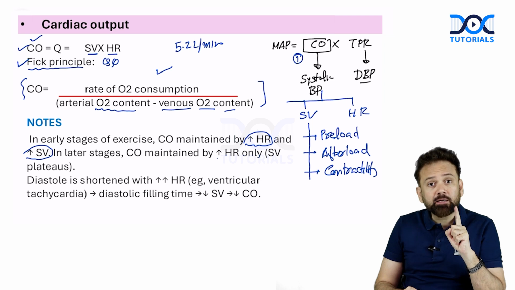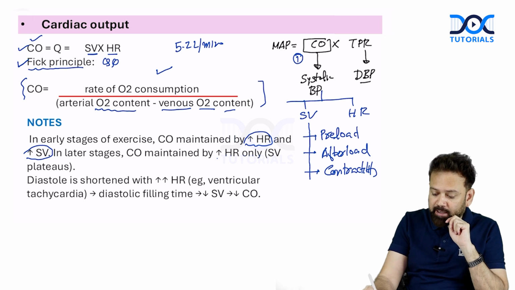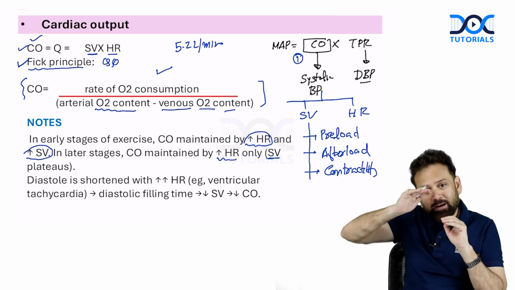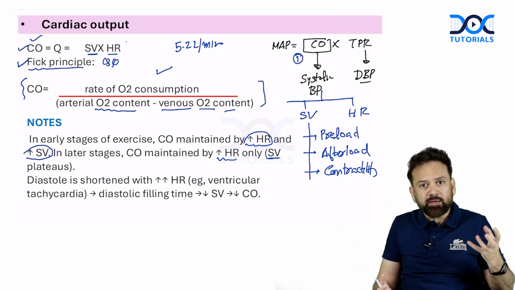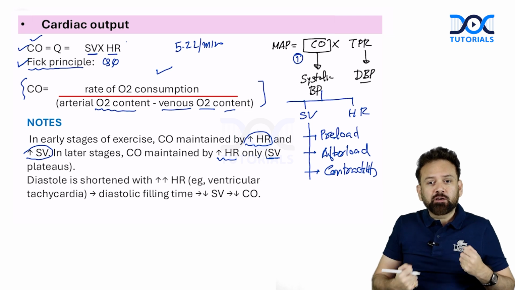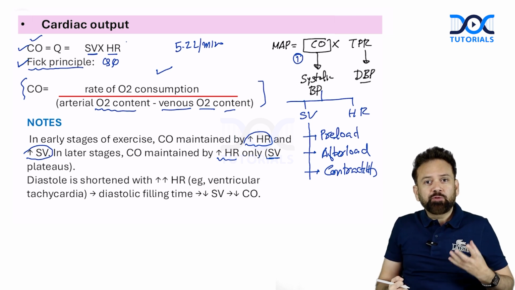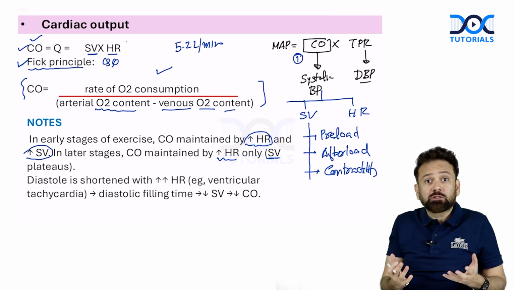Okay. But in the later stages, when you are exercising for a long time, cardiac output is only maintained by increasing the heart rate, because stroke volume will reach a plateau. After that, you cannot increase the stroke volume. That is why athletes have better stroke volume than us, because they keep on exercising. So with regular exercise, automatically their stroke volume is more, so their heart rate is always less. That is why they have physiological bradycardia.